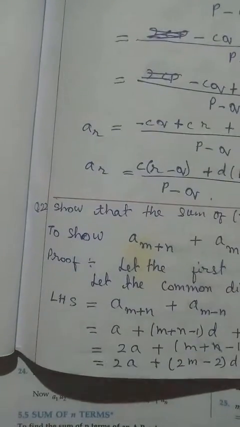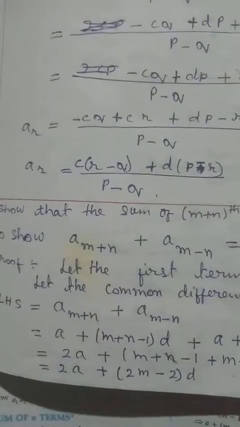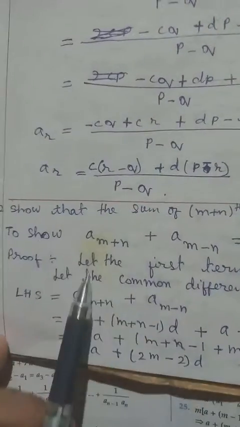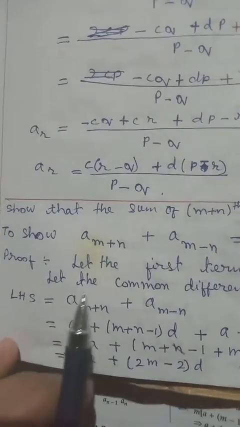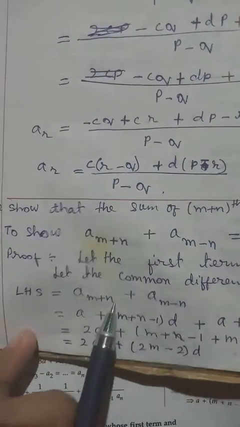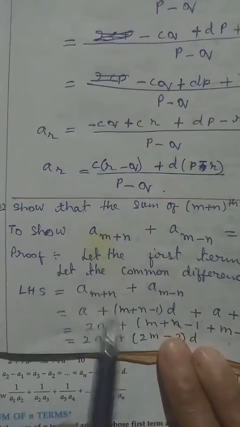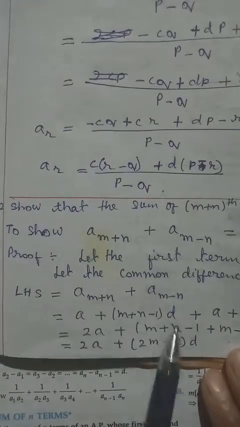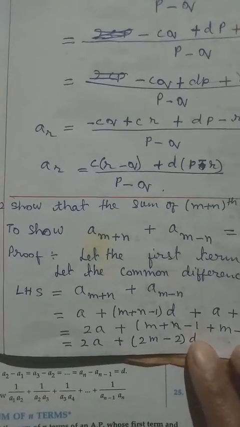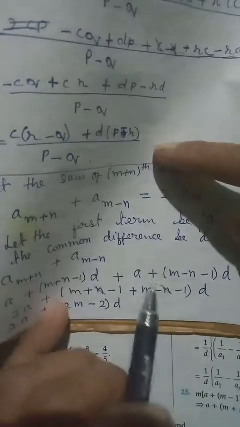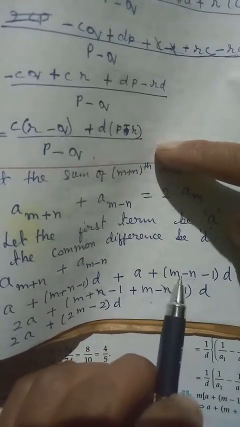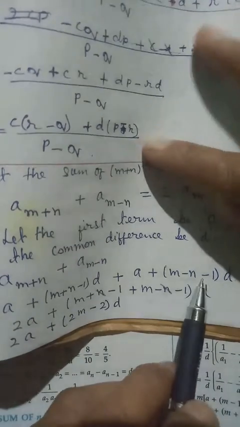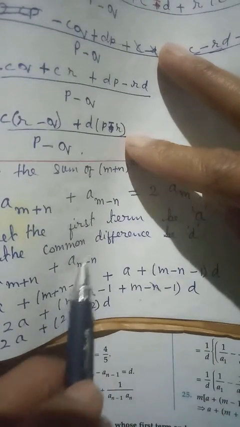Then they want the sum of a(m plus n) and a(m minus n). So we can use the formula an, but in place of n we have to write m plus n. So it comes a plus, in place of n we write m plus n, minus 1 remains from the formula, times d. D we don't know, we write it there. Then on this side we have a(m minus n), so it will be plus a, the first term, and in place of n we write m minus n, because here we have minus 1 whole d.